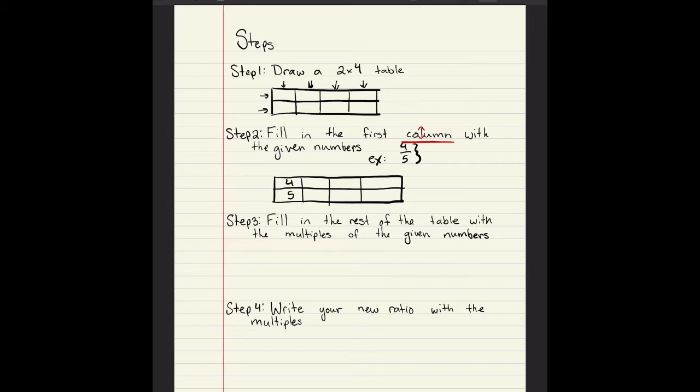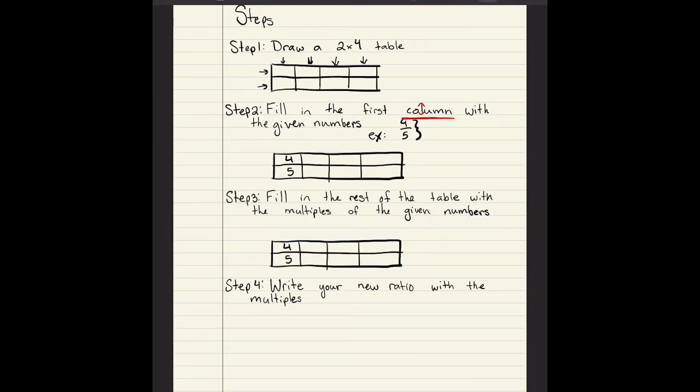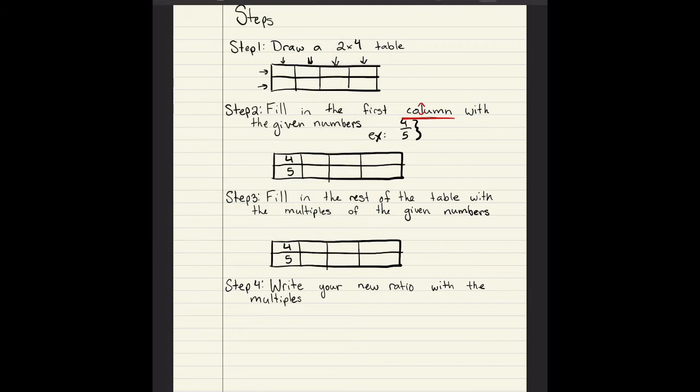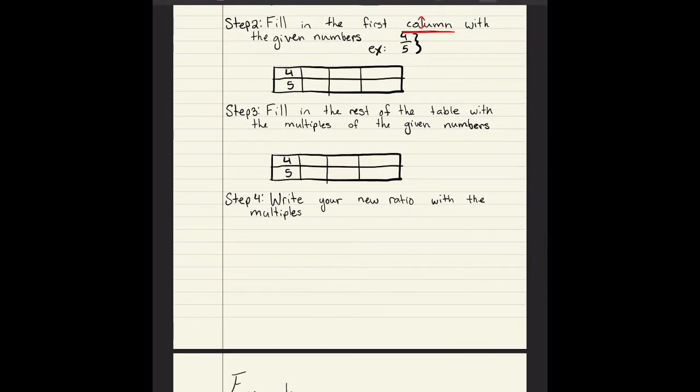Step 3 is to fill in the rest of the table with the multiples of the given numbers. So let's do that. If we're looking at the multiples, next will be 2, 3, and 4. So when I multiply 4 by 1, I get 4, and 5 by 1, I get 5.